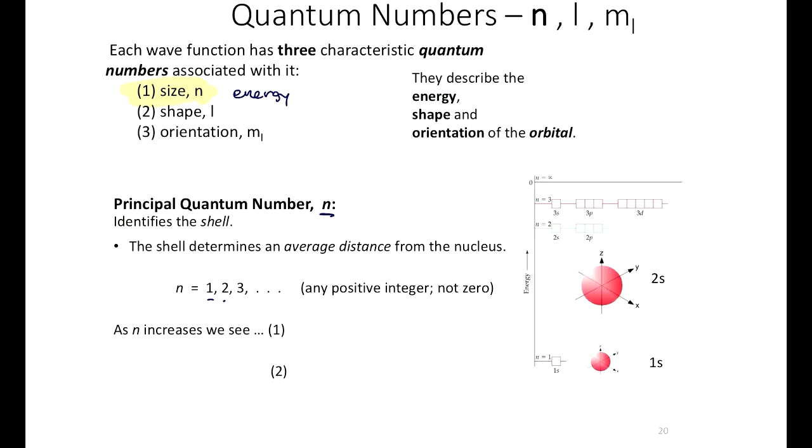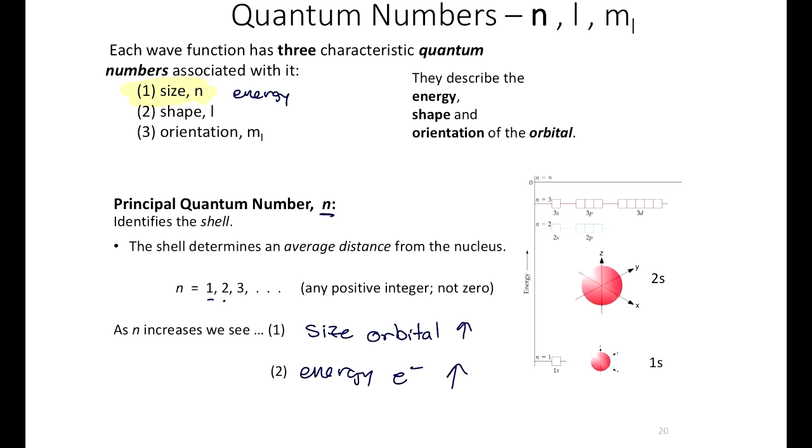All right. Okay, so as n increases, we see a couple things. As n increases, we see the size of your orbital increase. Okay. As n increases, what else? We see the energy of our electron or that orbital also increase. All right. So here's some examples.